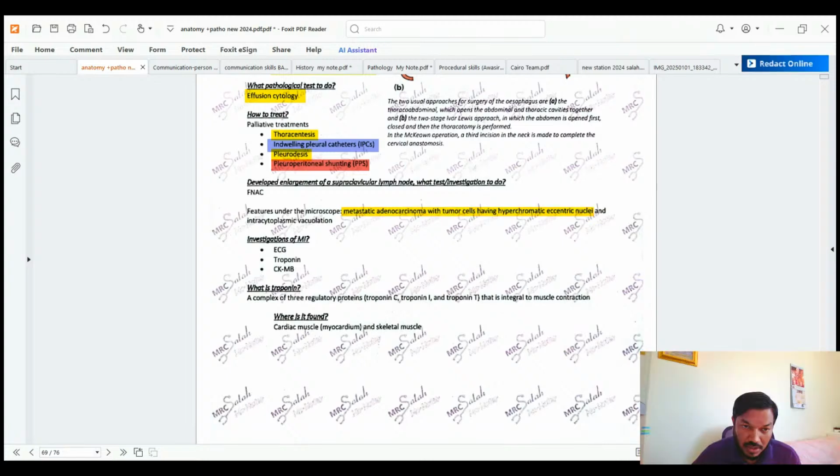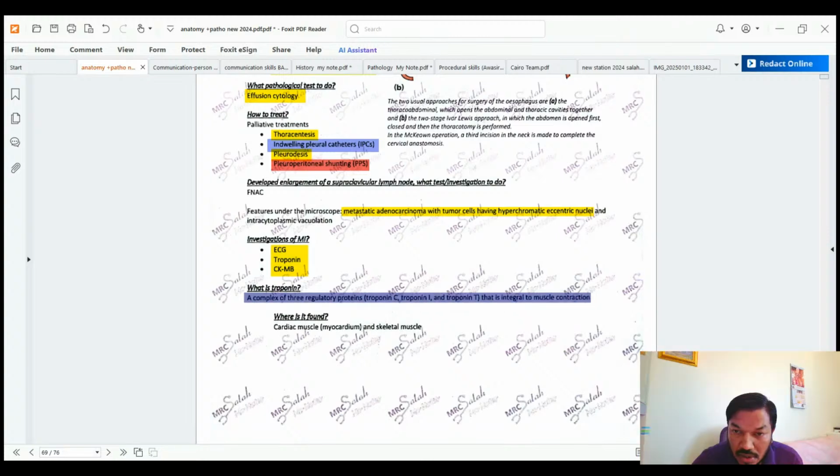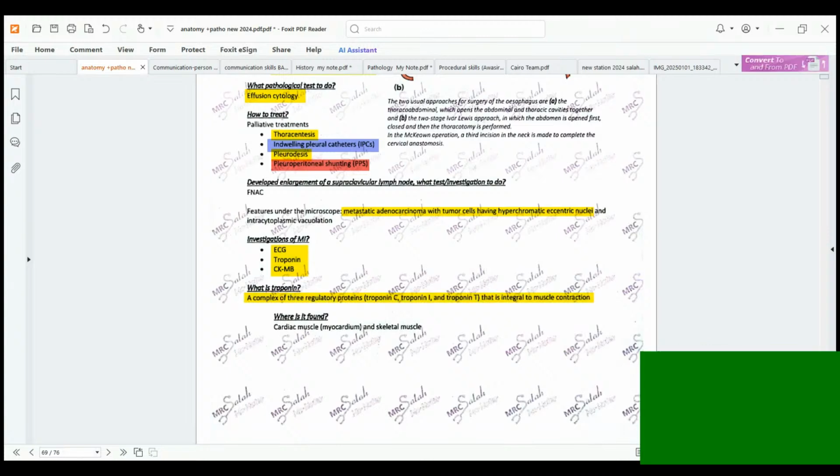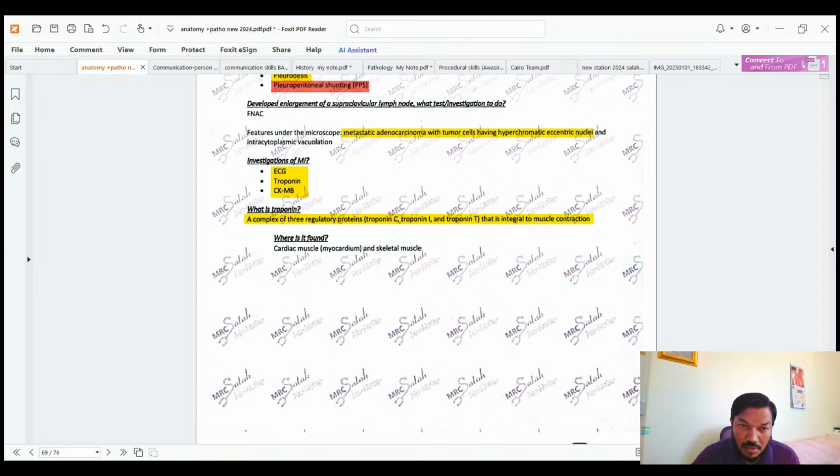Investigation for MI: ECG, troponin, CK-MB. What is troponin? It is a complex of three regulatory proteins: troponin C, troponin I, and troponin T, that is integral to muscle contraction. Where is it found? In the cardiac muscle, the myocardium, and the skeletal muscle.